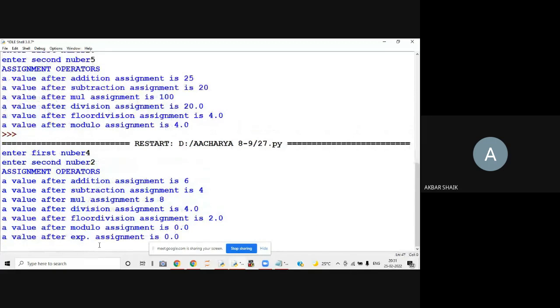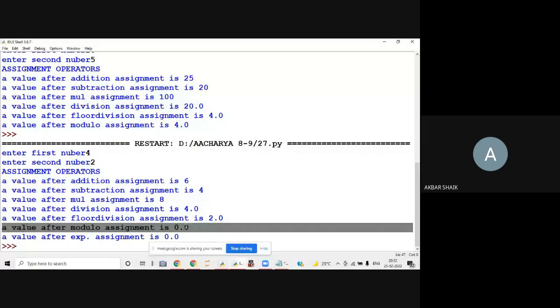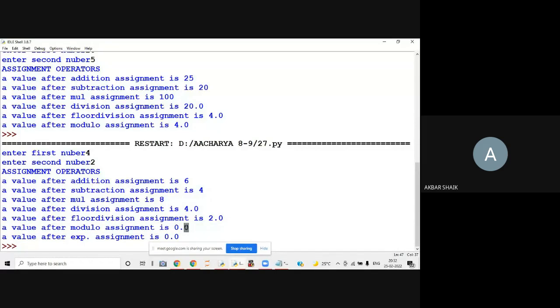4 and 2. So A value after addition assignment is 6. Subtraction assignment, 6 minus 2, that is 4. Next, 4 into 2, 8. Next, 8 by 2, 4.0. 4.0 by 2, 2.0. Next, 2.0 mod 2, the remainder is 0.0. Next, this is 0, 0 to the power of 2, that is nothing but 0.0. So that is about assignment operators.